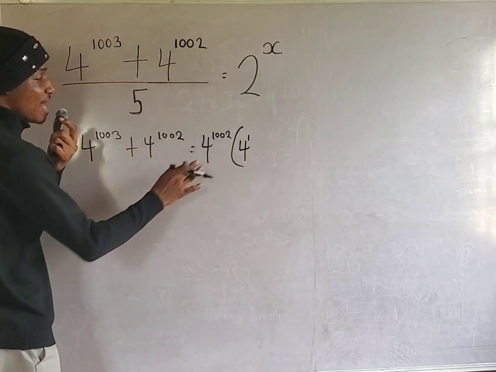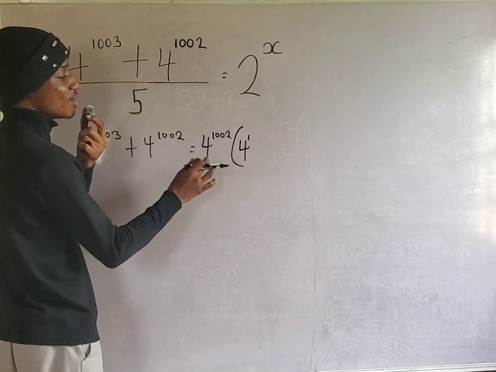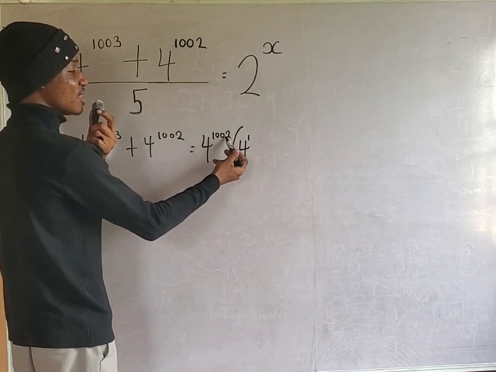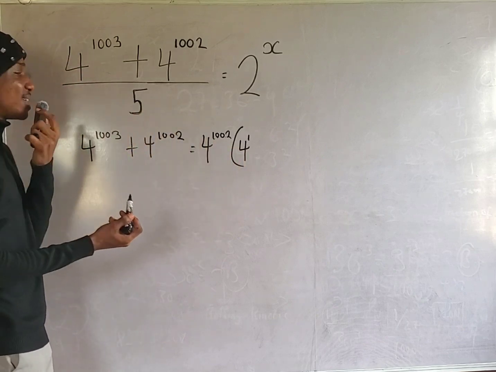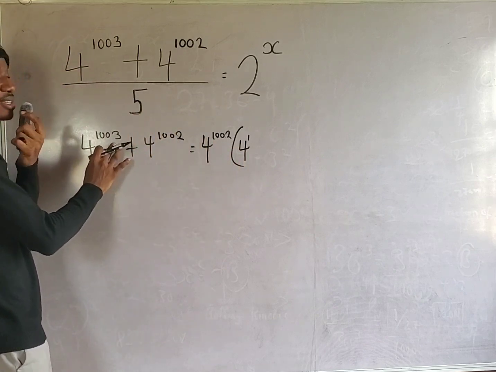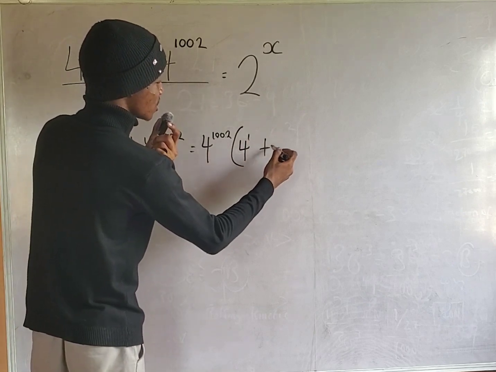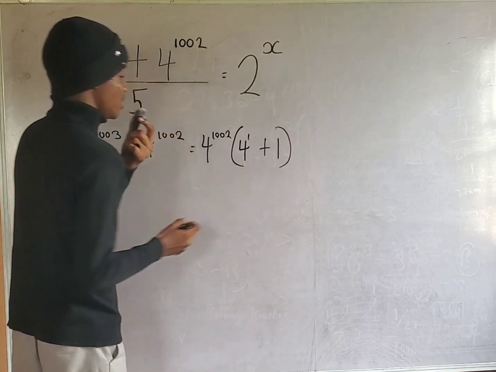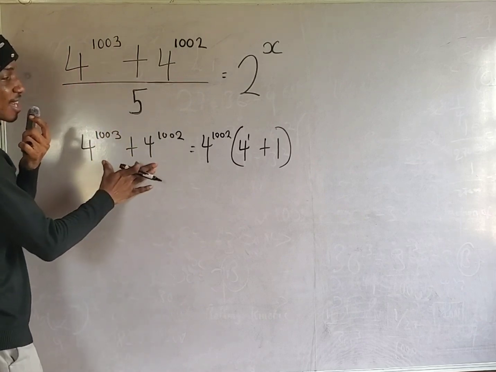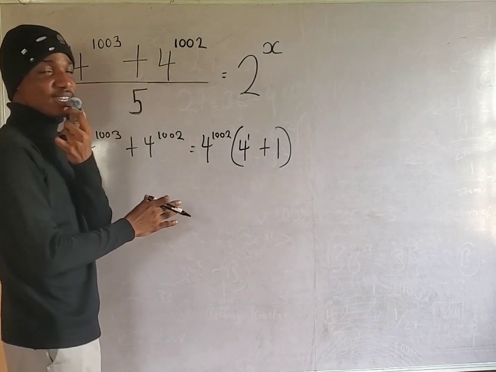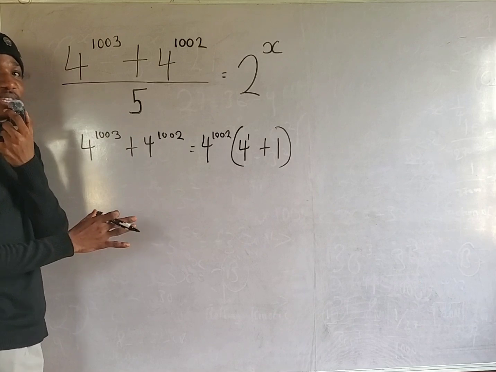If I multiply this and this together, I'm going to have 4 raised to the power of 1002 plus 1, and that will give me 4 raised to the power of 1003. Are you getting it? So I'm going to have 4 raised to the power of 1 plus 1. What we have here can be written as this. Do you understand? This is just the applied law of indices, okay?